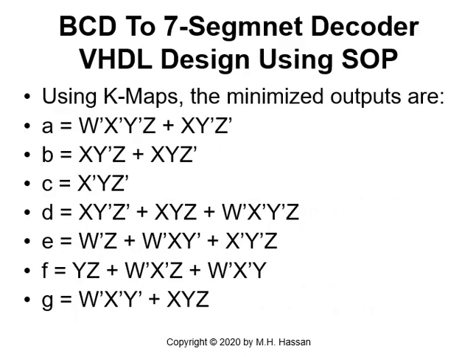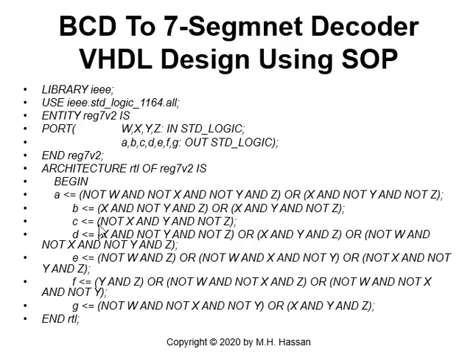The same thing with B. B is X and not Y and Z, or X and Y and not Z. And this is B. So B is X and not Y and Z, or X and Y and not Z. And so on and so forth.